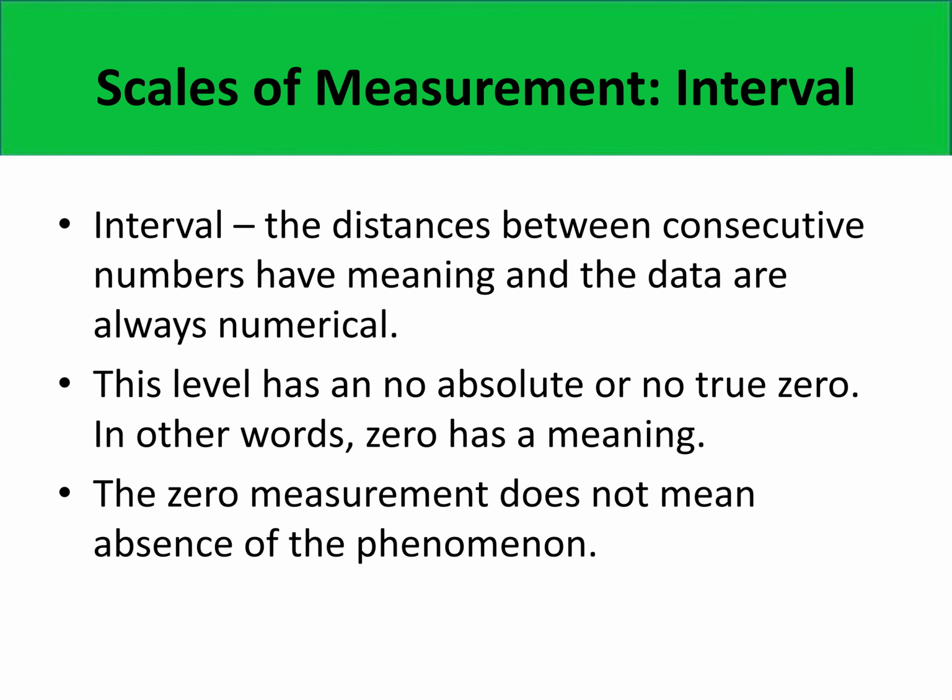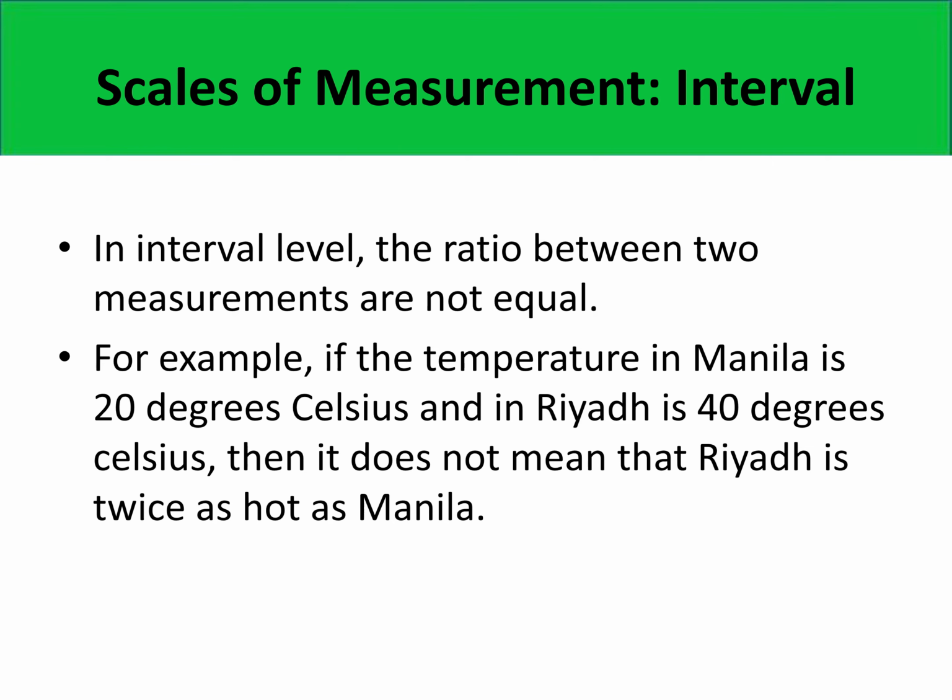The third level of measurement is the interval level. In this level, the distances between consecutive numbers have meaning and the data are always numerical. This level has no absolute zero, which means that the zero measurement does not mean absence of the phenomenon. In other words, the number zero has a meaning in the interval level. In the interval level, the ratio between two measurements is not meaningful.